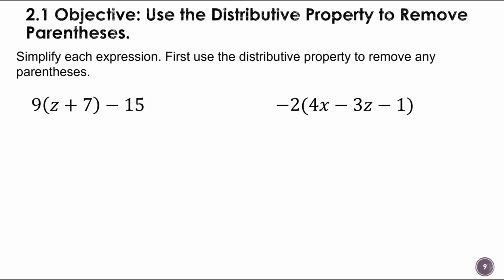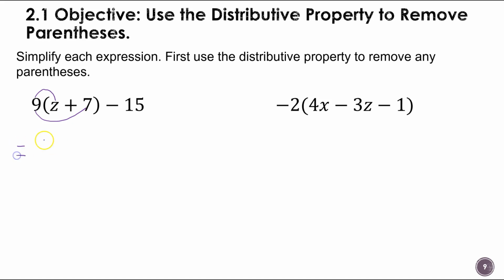Hi everyone, this is the continuation of lesson 2.1. On this one we're going to use some distributive property as well as combining like terms. So we have to remove parentheses first. When you see a number on the outside, you take that number and multiply it times each term that's inside.